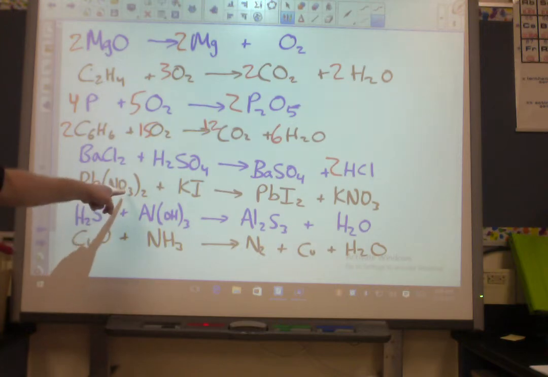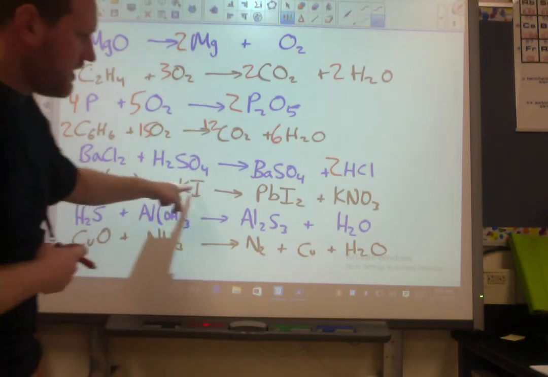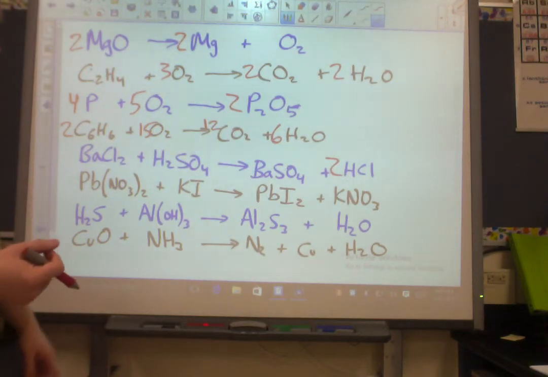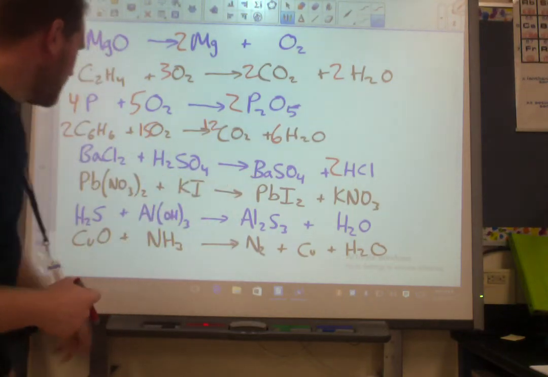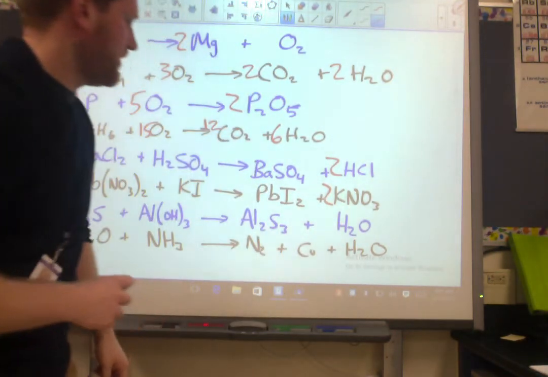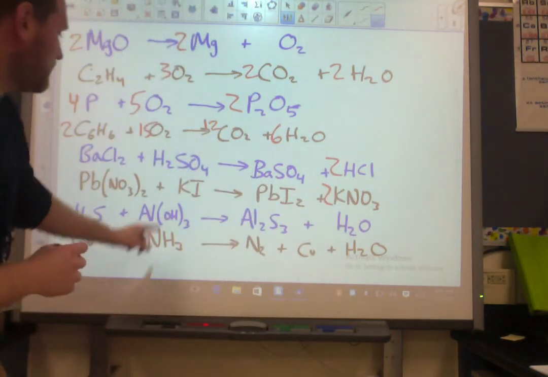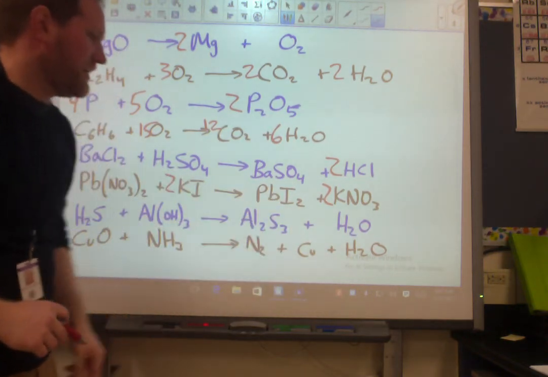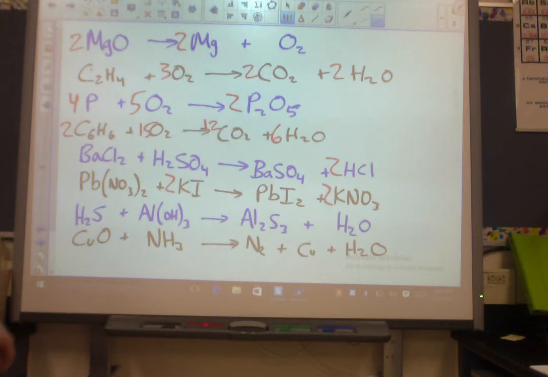Okay, for the next one, so similar type of problem. I'm seeing NO3 nitrate, and I'm seeing NO3 nitrate. So I'm going to keep those together. So 1 lead, 2 nitrates, 2 potassiums, 2 iodines, we're balanced.